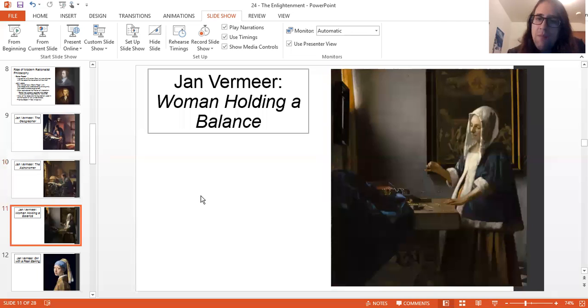But Vermeer also painted some other things. For instance, this one is a woman holding a balance. That is a scale that would be used to measure the weight of something. Usually this was for some economic reason, like measuring the amount of food you were getting or measuring the gold or something like that. But here it's kind of interesting because it might be a metaphor for religion.